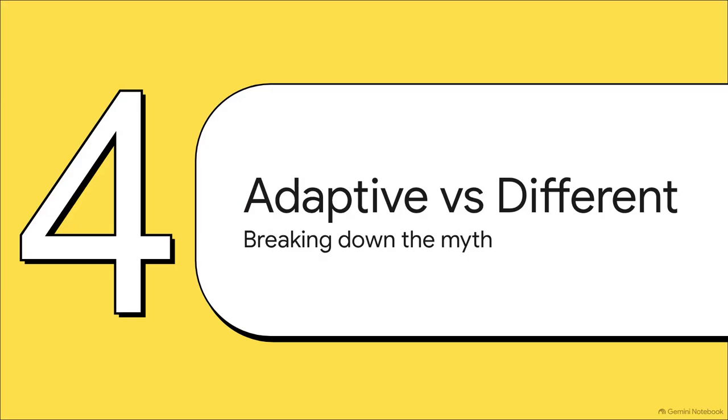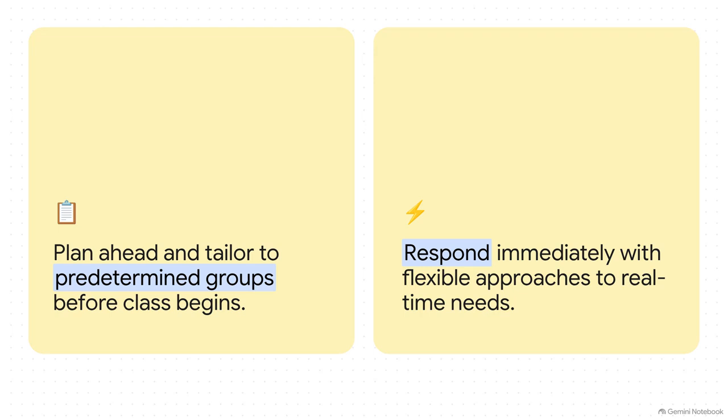Which brings us to Section 4, Adaptive versus Differentiation. We really need to break down a big myth here. A lot of educators tend to confuse adaptive teaching with traditional differentiation. But check out this comparison. Traditional differentiation usually means planning a bunch of different pathways ahead of time, like prepping different worksheets for specific groups before the bell even rings.